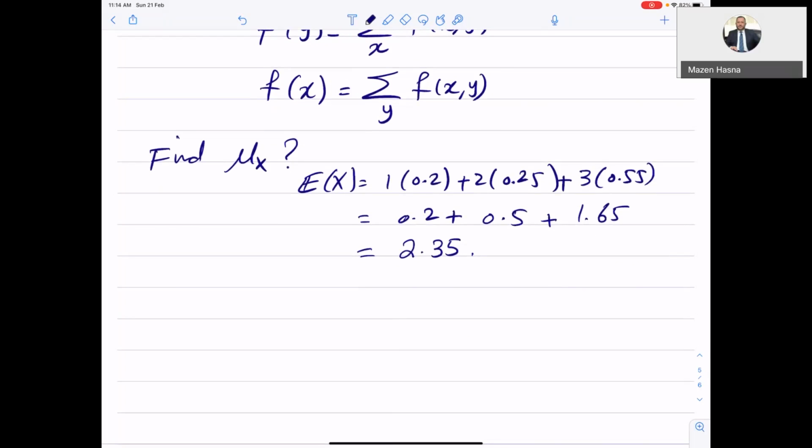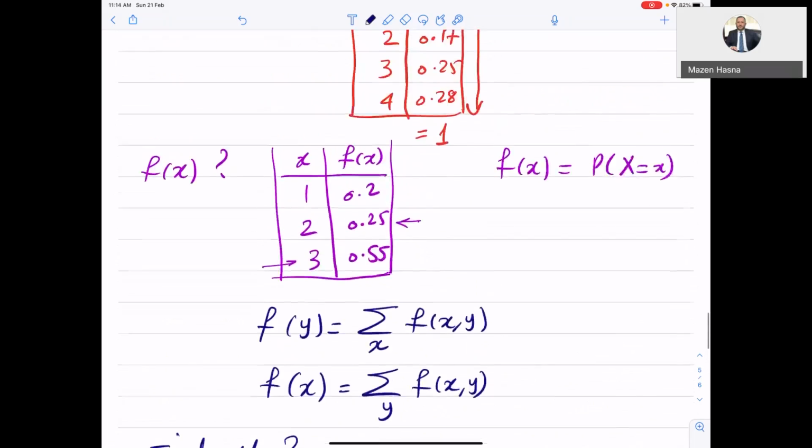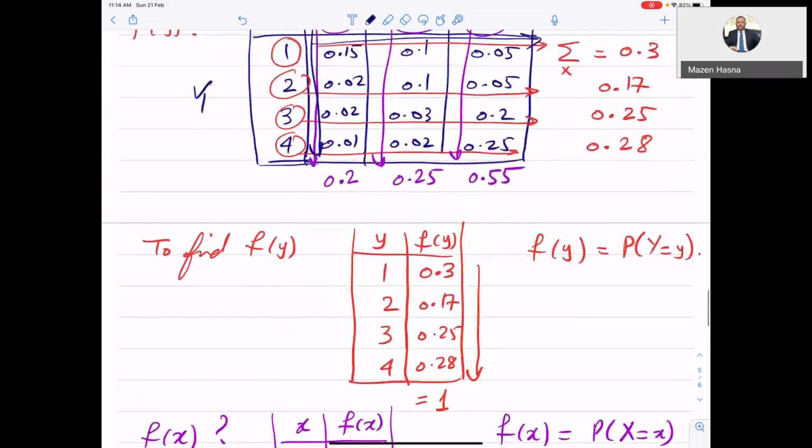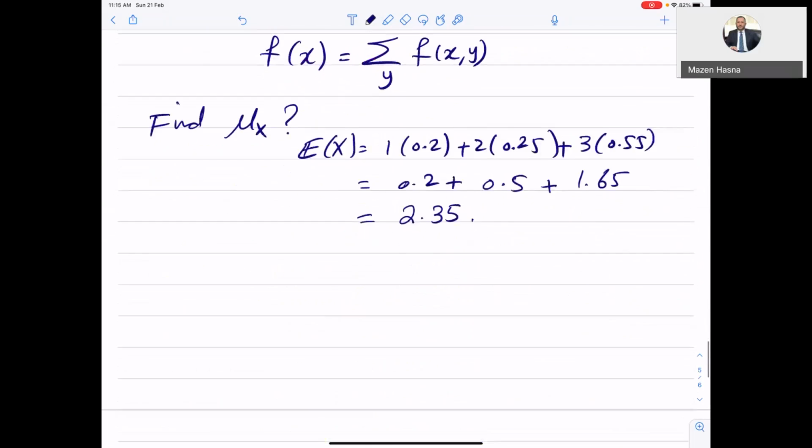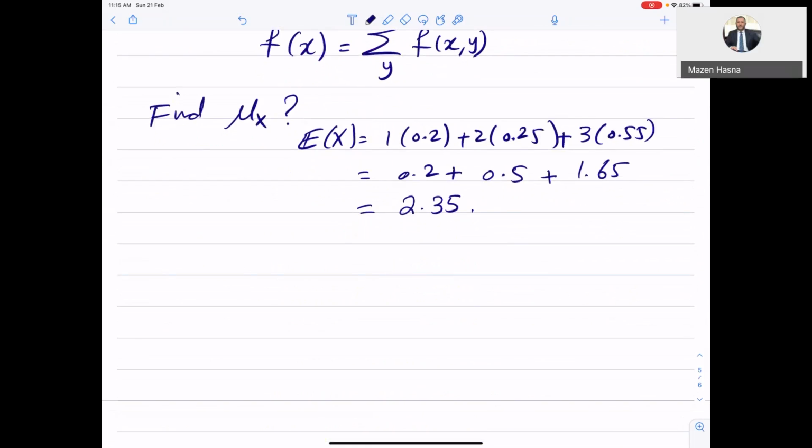I will not talk about marginal distribution for the continuous domain because, as I said, we will focus in the joint distribution on the discrete. So let's stick with the discrete and let's move on to talk about conditional probability distribution.